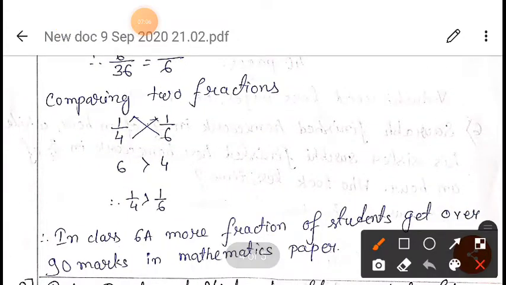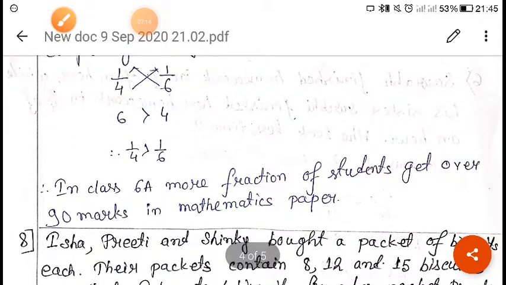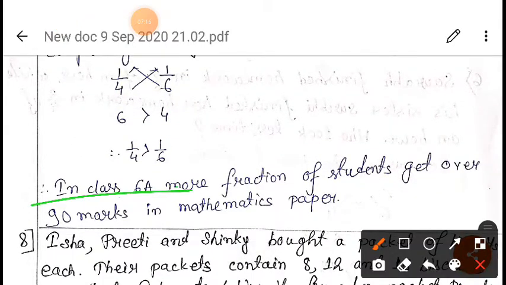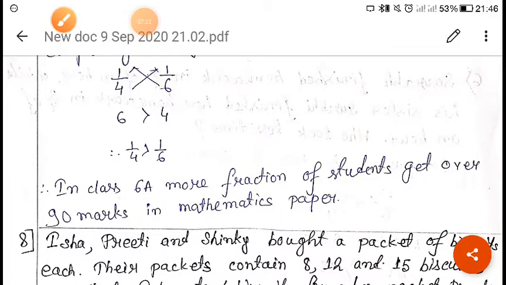So when we compare, when one side will get 6 and the other side will get 4, so 1 by 4 is greater, right? So what we can write, in class 6A a greater fraction of students got 90 marks in the mathematics paper, right? So I hope you have understood this.